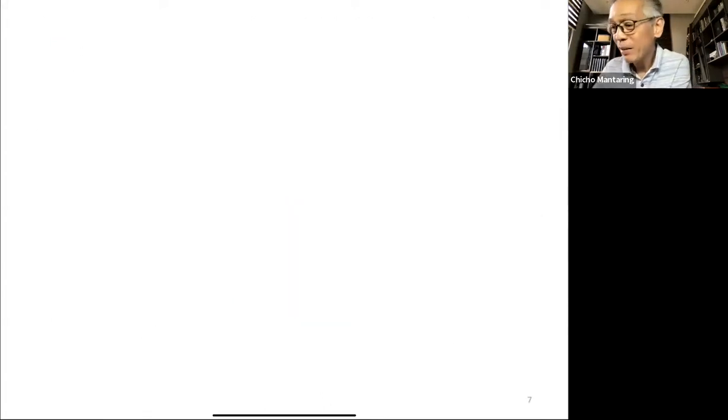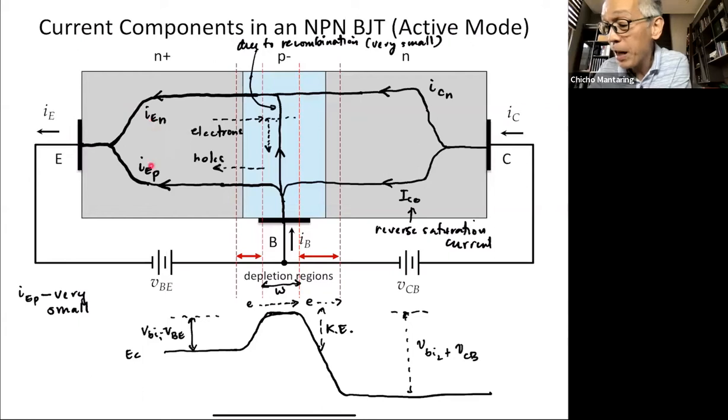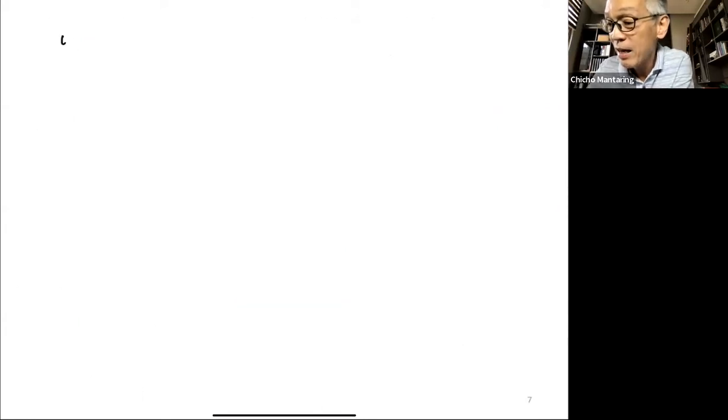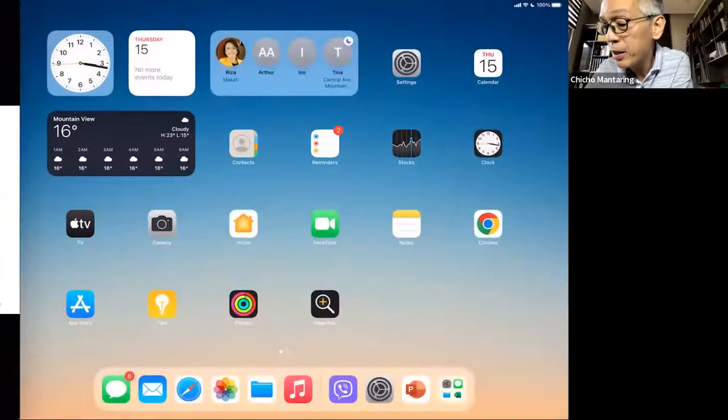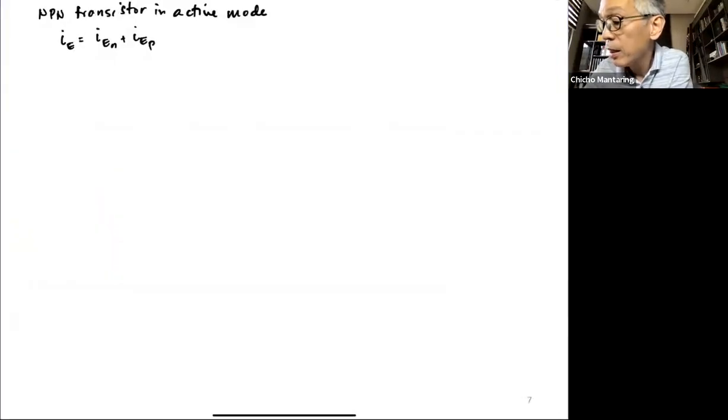Okay, balik tayo rito, no? Yung IE is equal to IEN plus IEP. So your emitter current will have a component due to electrons and will have a component due to holes. We're talking here about an NPN transistor, no? Again, just to qualify, in active mode, because these relationships will not be valid in non-active mode. No? So IE is IEN plus IEP.